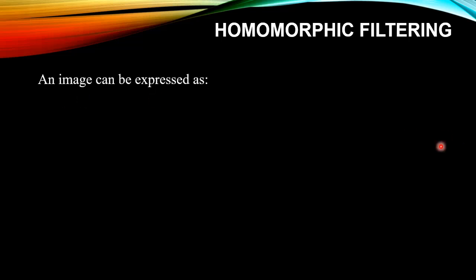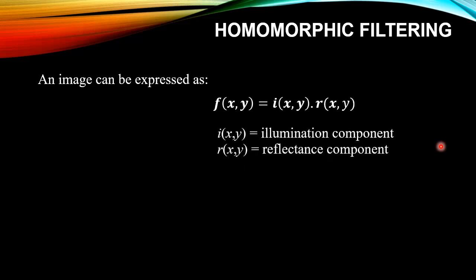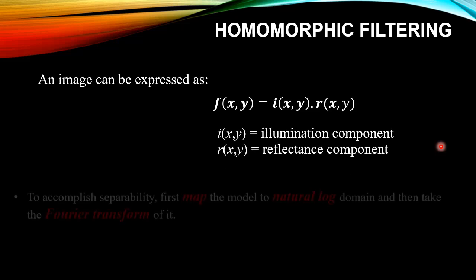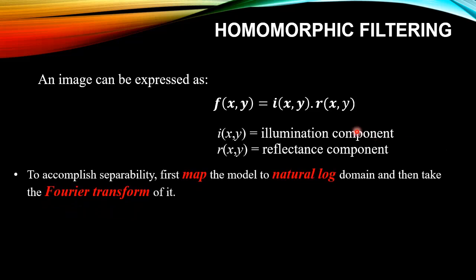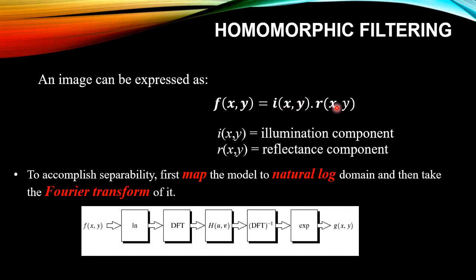An image can be expressed in terms of its reflectance and illumination components as f of xy is equal to I of xy times R of xy, where I of xy is the illumination component and R of xy is the reflectance component. To accomplish separability, since these are multiplicative terms, we need to first map the model to the natural log domain and then take the Fourier transform of it. So basically, to separate these two terms, we map them to the natural log domain.